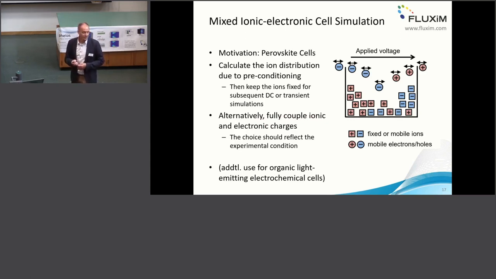Of course, the ions have another time scale than the free carriers, and that means that you have to simulate very long in the transient case. And this kind of model is also useful for light-emitting electrochemical cells that were presented this morning at the conference. We have some results using this model for organic light-emitting electrochemical cells, where you see how the PIN junction forms in the layer.